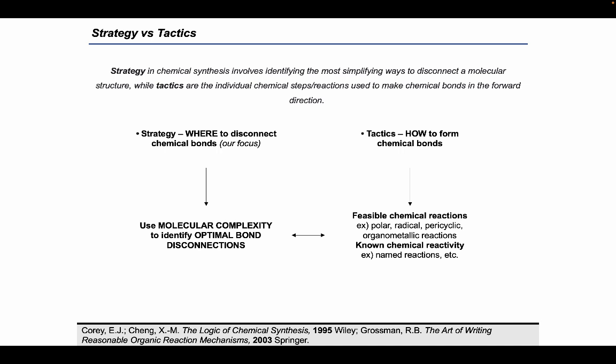Corey taught that molecular complexity should be used as a guide to identify optimal bond disconnections. Once identified, one can use knowledge of chemical reactivity and chemical reactions to select specific bond-forming reactions. For example, I like to think of tactics based on specific mechanistic regimes, such as polar, radical, pericyclic, and organometallic, and based on known chemical reactions, such as those known from named reactions. It's also worthwhile to note that prioritizing optimal bond disconnections provides an effective way to identify opportunities to invent or discover new reactions or reactivity. If a bond disconnection is strategically optimal, but there are no known reactions which can form that bond in that context, it may be a good candidate for a synthetic methods development project.